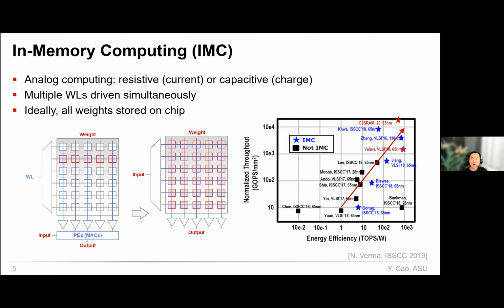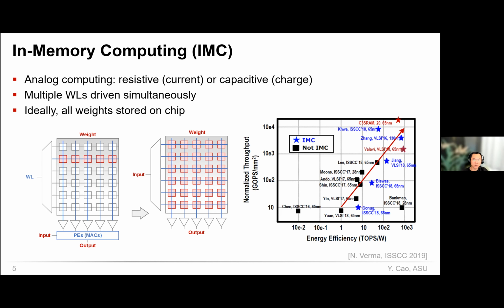So all this background drives the recent advance in an area called in-memory computing, as already addressed by previous speakers Gert and Celicia. This idea is really interesting because traditionally we use memory just to store data, as the left plot shows. The weights are stored inside, and when you read, you fetch the data out row by row, and then outside you have a digital computation engine like the PEs or MAC engine to compute the input and output together to get the final result.